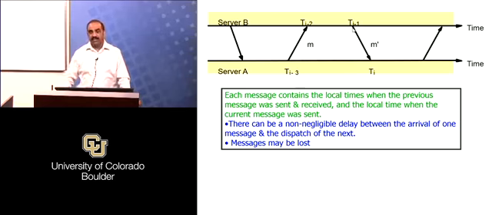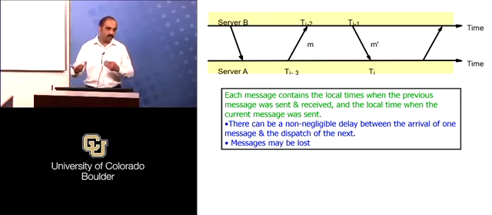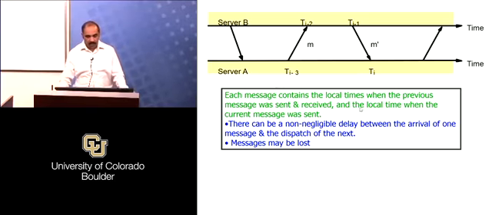So the reason it needs to include this time is because you're using UDP. Remember that in UDP, messages may be lost. So when the messages are sent and received, you need to keep track of which message is being replied to and which message was sent. So let's start from here. When this message is sent, M will include the time Ti minus 3. This message is received at Ti minus 2. So when M prime is sent, M prime will include Ti minus 3 and Ti minus 2.